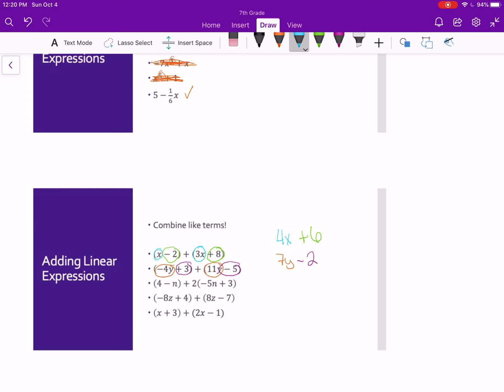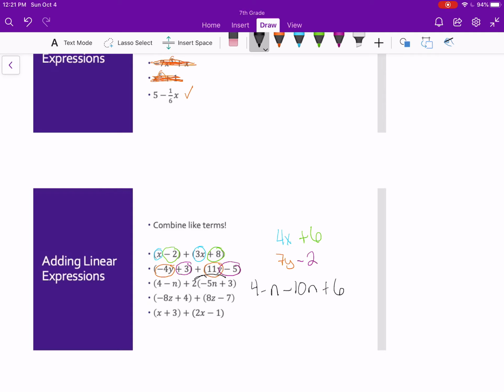Alright, this next one is going to have a bit of an extra step because I see that number outside the parentheses. So go ahead and do the distributive property. Go ahead and use the rainbow. So this simplifies down to 4 minus n. Ooh, whoops. 4 minus n. And then 2 times negative 5n is negative 10n. 2 times 3 is positive 6.